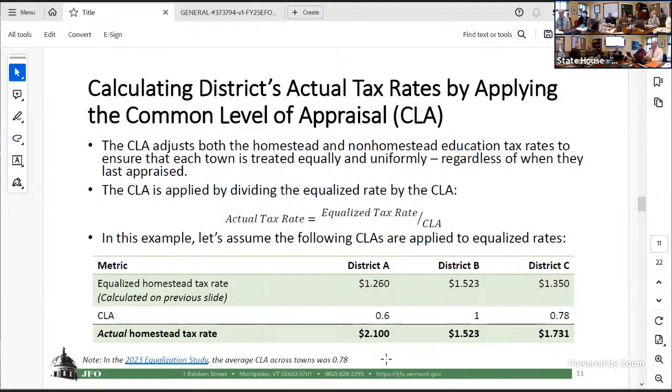We've been seeing CLAs decreasing over the past couple years, and we haven't been seeing the estimated average bill changes that we're seeing this year. And that's because we haven't seen the same pressure on the education fund that we're seeing this year. So the CLA are not the reason that tax bills are estimated to increase.